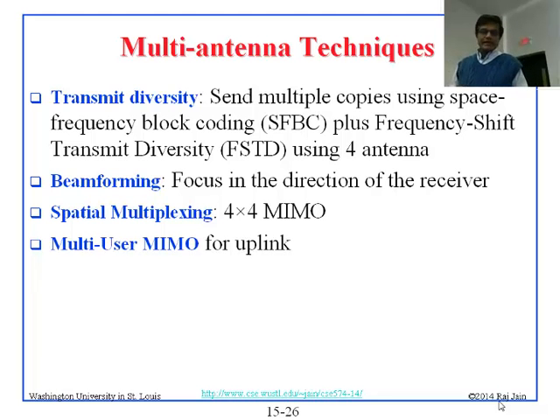Another technique is, of course, multi-antenna. And when you have multiple antennas, there are many things you can do. First thing you can do is transmit diversity, which is that you put them on different carriers at different time or frequency shifts. So the three things we have seen before in the previous three slides are here: space frequency block coding, or frequency shift transmit diversity, or even STBC. So all that is transmit diversity.